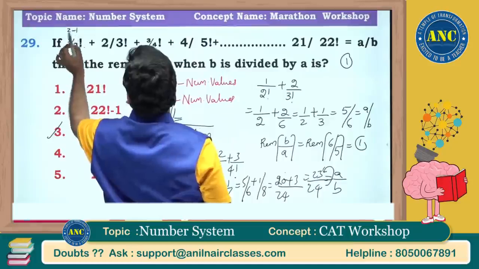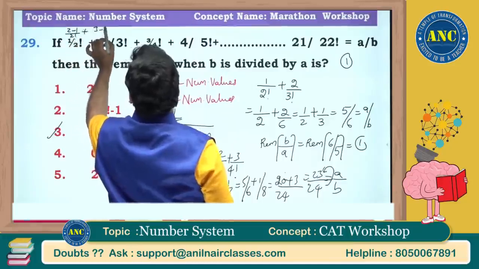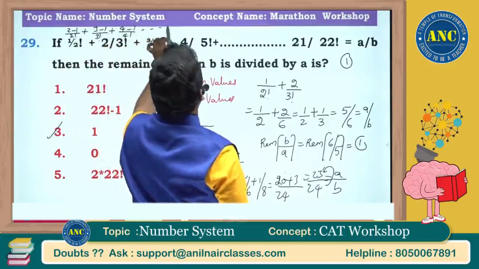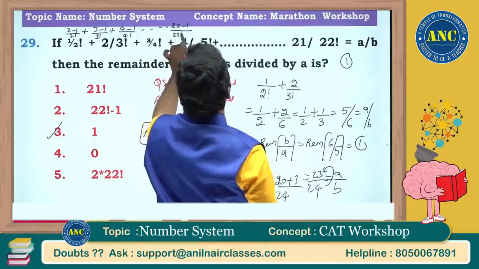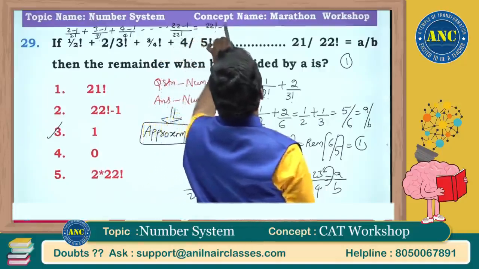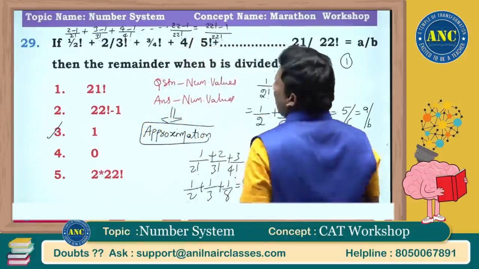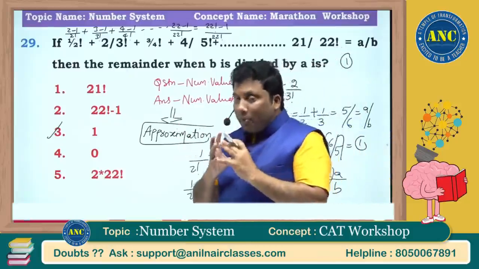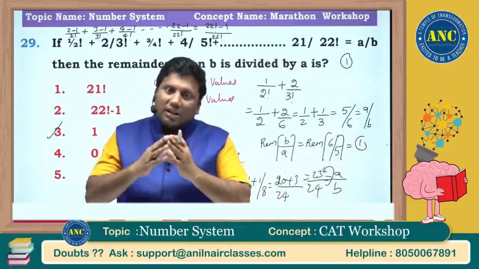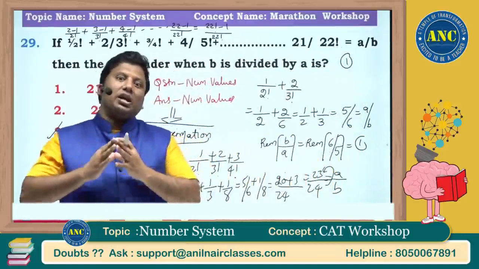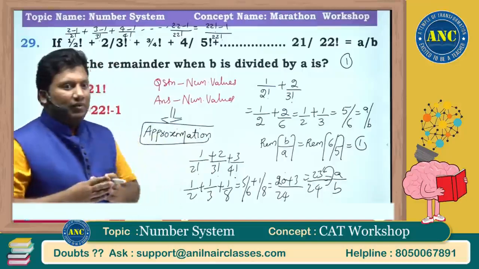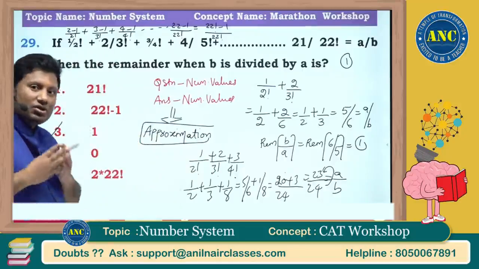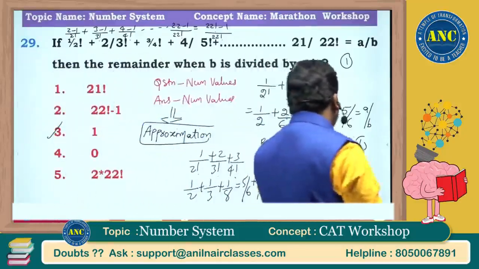Or the alternative method: 2 minus 1 by 2 factorial, 3 minus 1 by 3 factorial, 4 minus 1 by 4 factorial, up to 22 minus 1 by 22 factorial. This will result in 22 factorial minus 1 divided by 22 factorial. This kind of approach, avoid it. What is the important learning in this question? Question contains numerical values. Answer contains numerical values. Approximate the values.